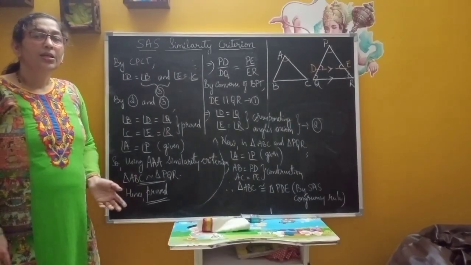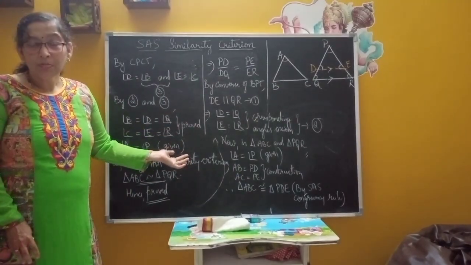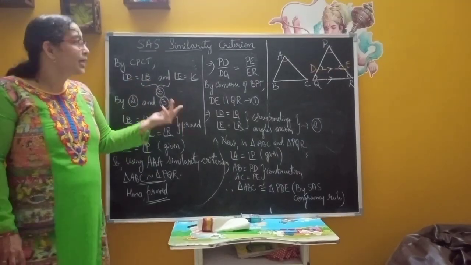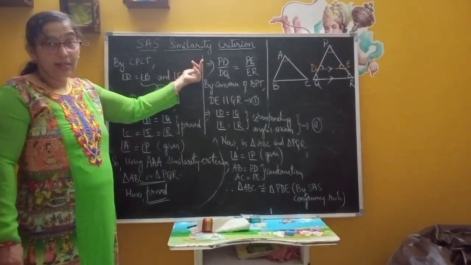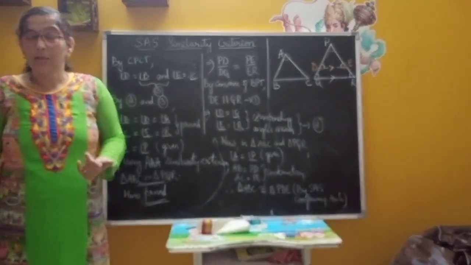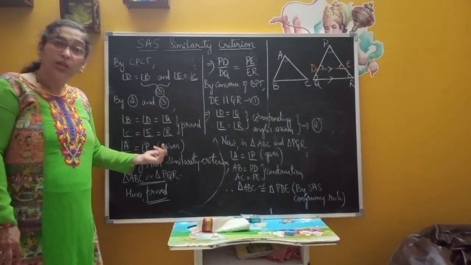So that's it. This is today's class. Very simple theorem. Okay, among BPT, SSS criterion, AA criterion and SAS criterion, in all theorems you will definitely get one theorem for the board exam, for 4 or 5 marks. So please practice all the 4 theorems.